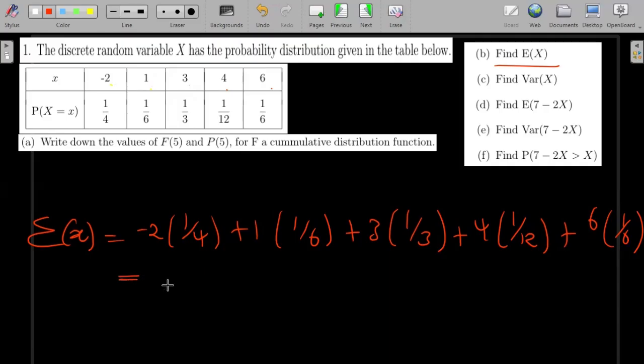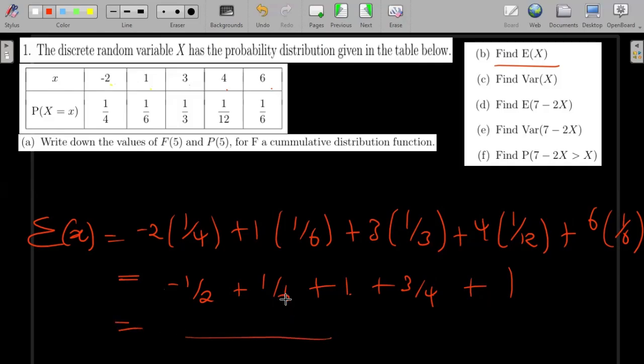So here we are going to get minus 1 over 2. Here we're going to get plus 1 over 6. Here we are going to get plus 1. Here we're going to get plus 3 over 4. Plus here we're going to get 1. Then from there we can try to add. So 1 plus 1 is 2. And then we can add these other fractions here. For the common denominator, I'll get 6. So 2 into 6 is 3, multiplied by minus 1, I get minus 3. This one into there, it's plus 1.